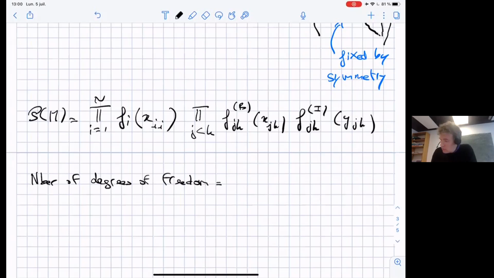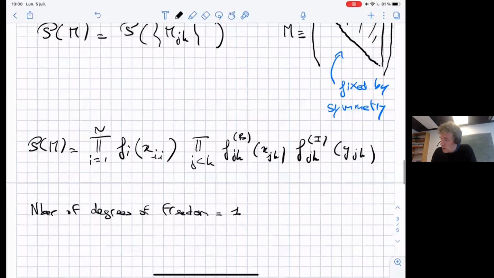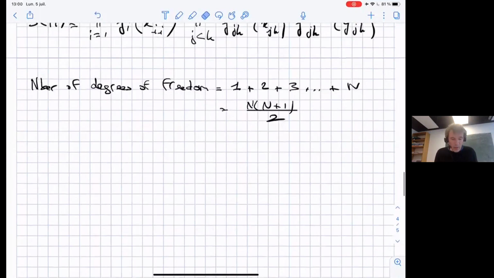Well, it's quite easy to show, I mean, to compute, if you just look at the picture that I have. You will have 1 plus 2 plus 3 plus up to n, and that's just n(n-1)/2. I will come to that later, but it's quite useful to have this in mind. Okay, so these are the Wigner matrices.